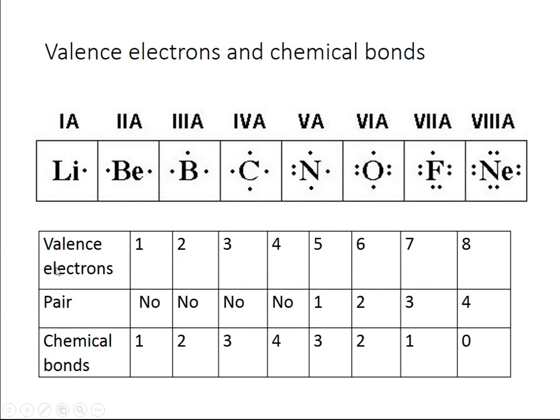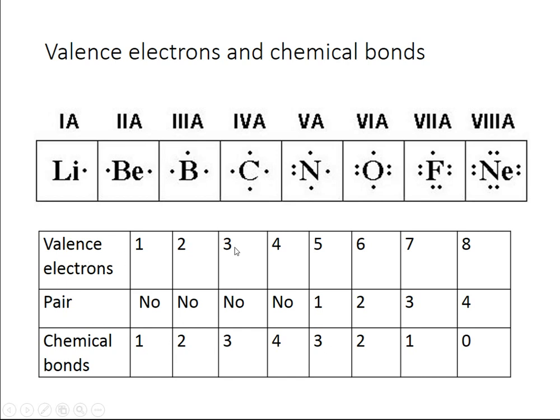So if we look at the valence electrons, if you have 1 valence electron, you see that the electron is not paired. This is just one electron, no pair at all. If you have 2 valence electrons, the electrons also are not paired. But this can form 2 chemical bonds, because the purpose of a chemical bond is to pair the electrons. So one electron can come to pair here, another electron can come to form a pair here. So it can form 2 chemical bonds.